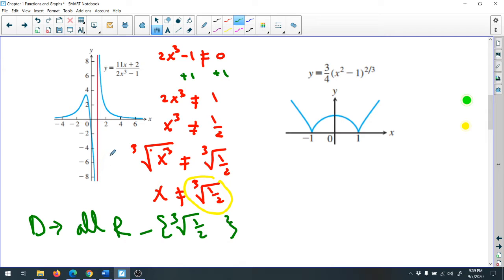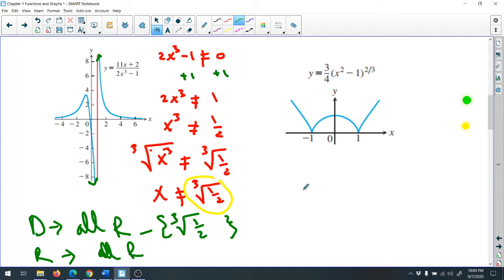And for the range, if you track the function, the minimum point goes down to negative infinity, and the maximum point goes up to positive infinity. No gaps here, no asymptotes. This is a vertical asymptote we'll talk about later, which is x equals the cube root of a half. So we could say that the range is all real numbers for this function.